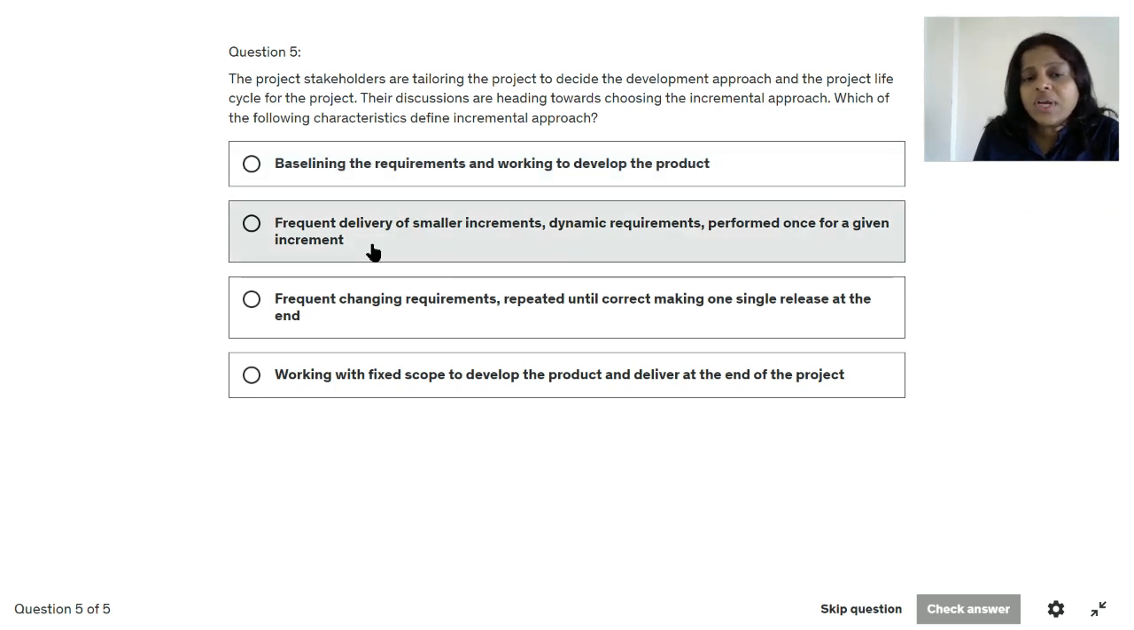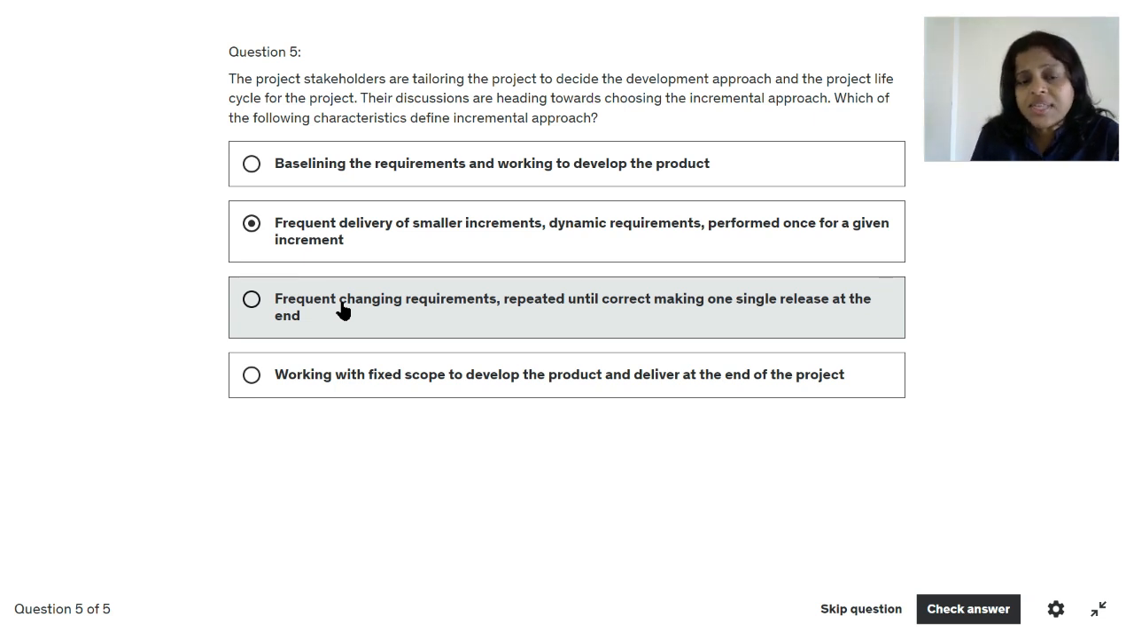The next option is frequent delivery of smaller increments, dynamic requirements and performed once for a given increment. That means we are trying to frequently deliver the product to the customer. We are trying to work on a small set of increment or a small set of requirements at a given point of time, and we are trying to plan to release that increment, and frequently we are delivering some value to the customer. So this seems to be correct from incremental approach perspective, but let us park this and let us try to also read the rest of the options as a best practice.